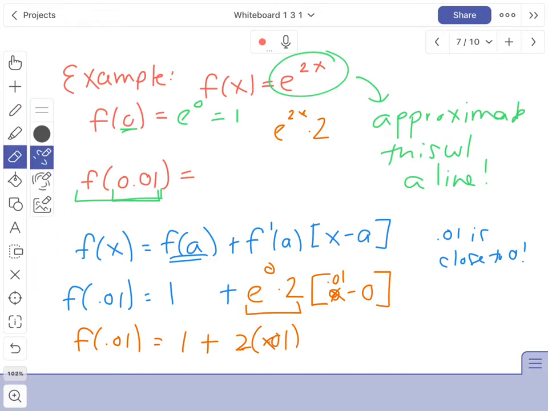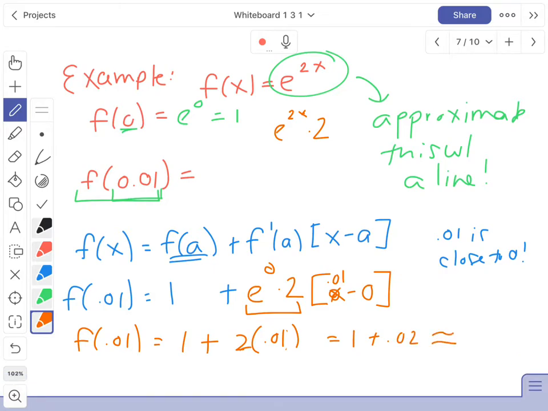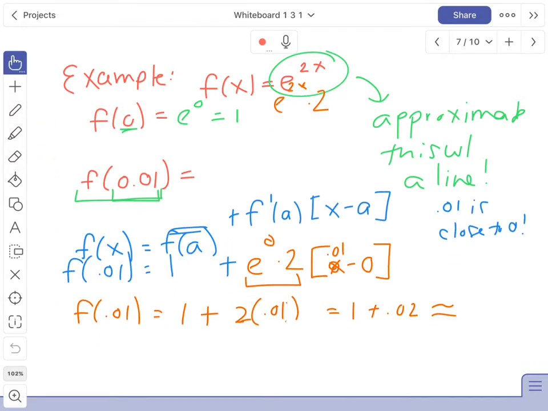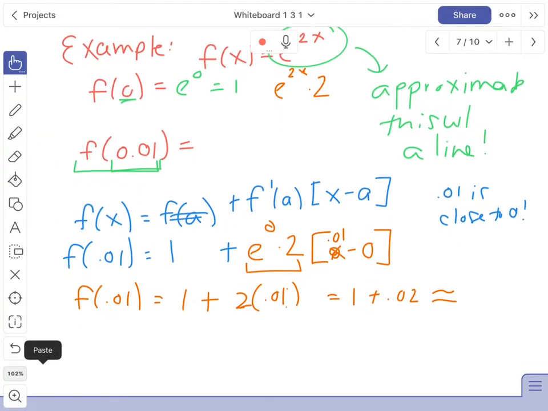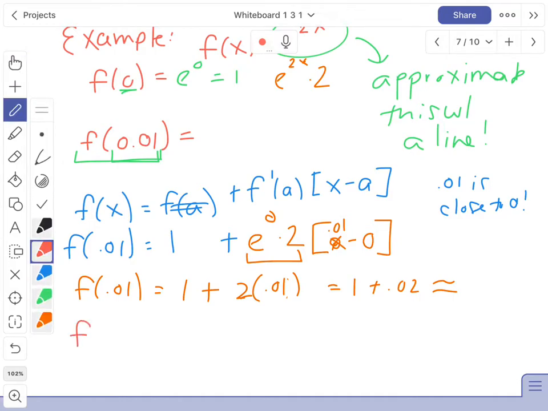I can erase that. So our x value is 0.01. That's really easy to do. This is just 1 plus 0.02. So I would say that it's probably not perfect, but I used an easy line, a much easier formula to approximate f of 0.01. So that's why I'm going to use the approximate symbol. But f of 0.01, according to my linear approximation, should be about 1.02.